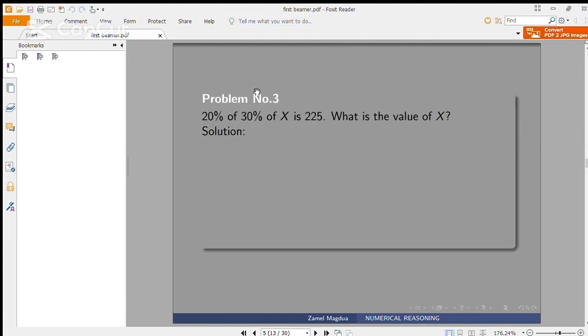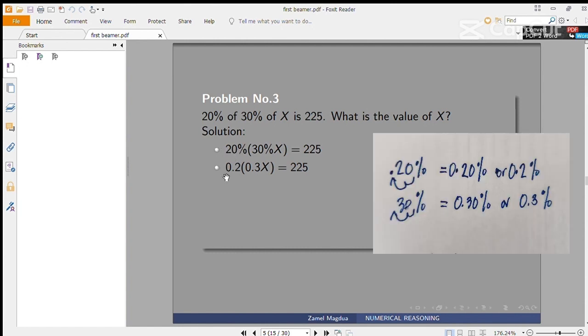Now, for problem number 3, the problem here is 20% of 30% of x is 225. What is the value of x? So, the equation goes like this, 20% times 30% of x equals 225. Now, to remove the percent, we are going to move the point backward 2 times, so 1, and 2, and 20% is 0.2 and 30% is 0.3.